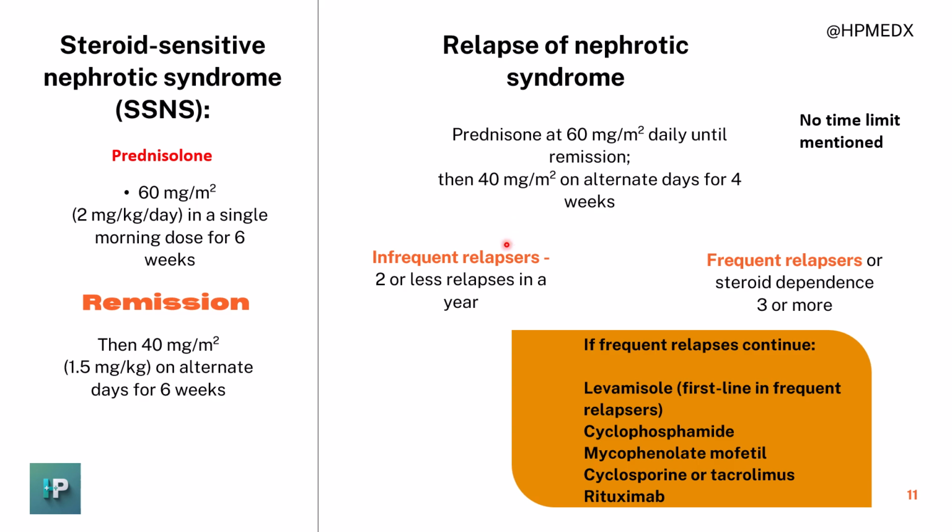And here we see infrequent relapses and frequent relapses. Frequent relapses is 3 or more relapses in a year, and infrequent is 2 or less relapses in a year. In infrequent relapses, we follow the same schedule. And for frequent relapses, along with alternate day prednisolone, we also follow alternate drugs such as levamisole, which is the first line drug, and then cyclophosphamide, mycophenolate mofetil, cyclosporin or tacrolimus or rituximab.